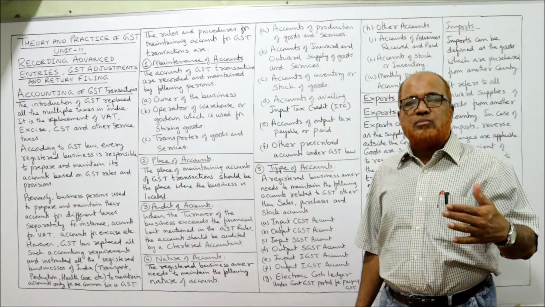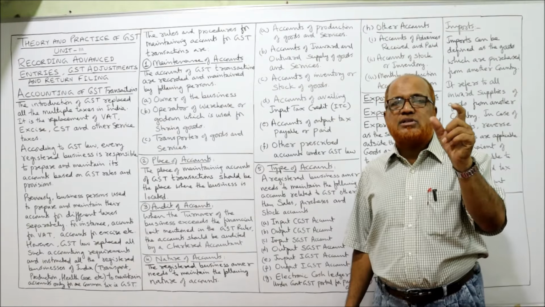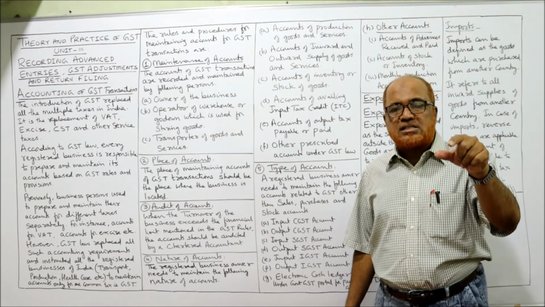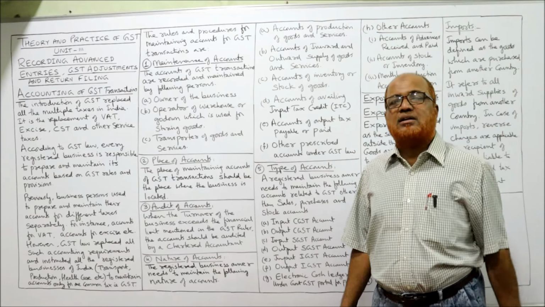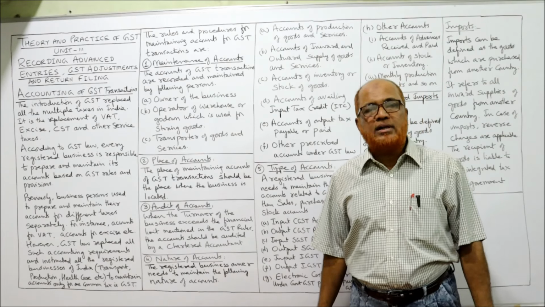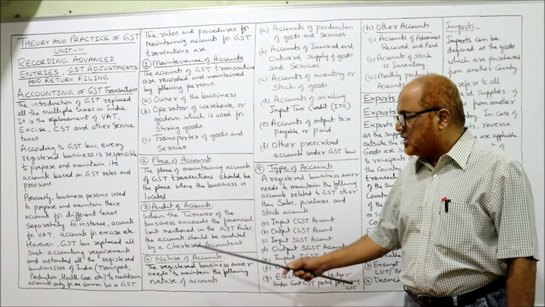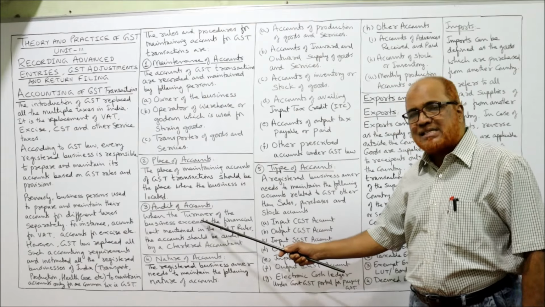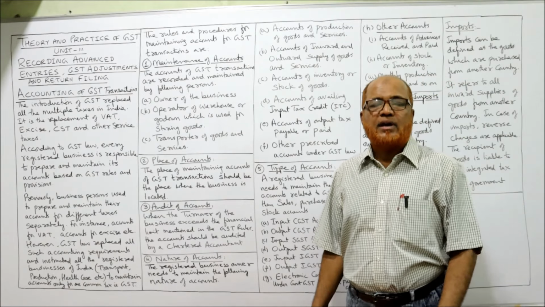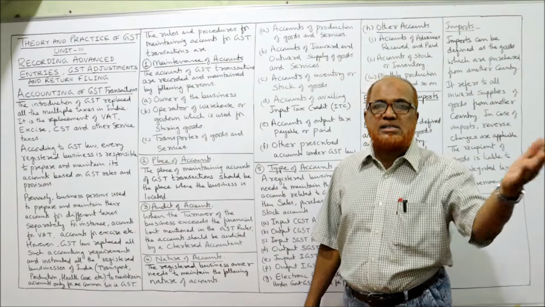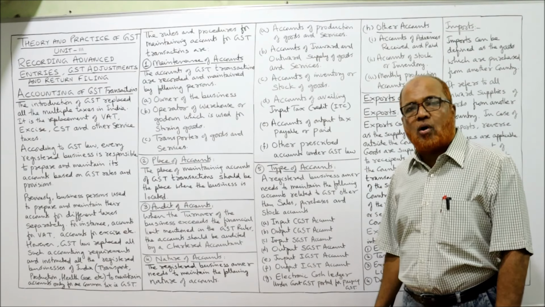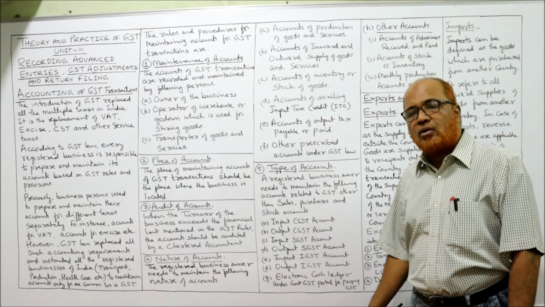Third, audit of accounts. From time to time, GST has prescribed some financial limit. If the registered business crosses that limit, then compulsorily the accounts should be audited by a chartered accountant. When the turnover of the business exceeds the limit that GST law gives from time to time, the business accounts must be audited by a chartered accountant.